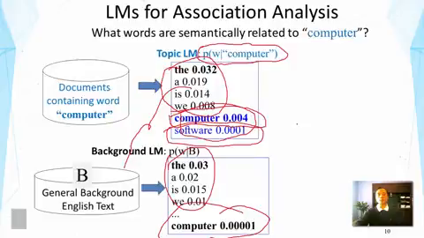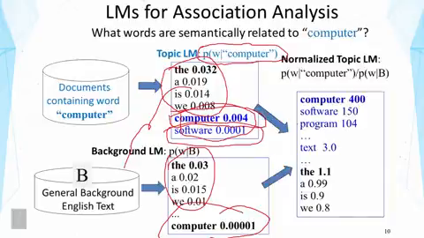So then we can use these two models to somehow figure out the words that are related to computer. For example, we can simply take the ratio of these two probabilities, or normalize the topic language model by the probability of the word in the background language model. So if we do that, we take the ratio, we'll see that on the top, computer is ranked, and then followed by software, program.